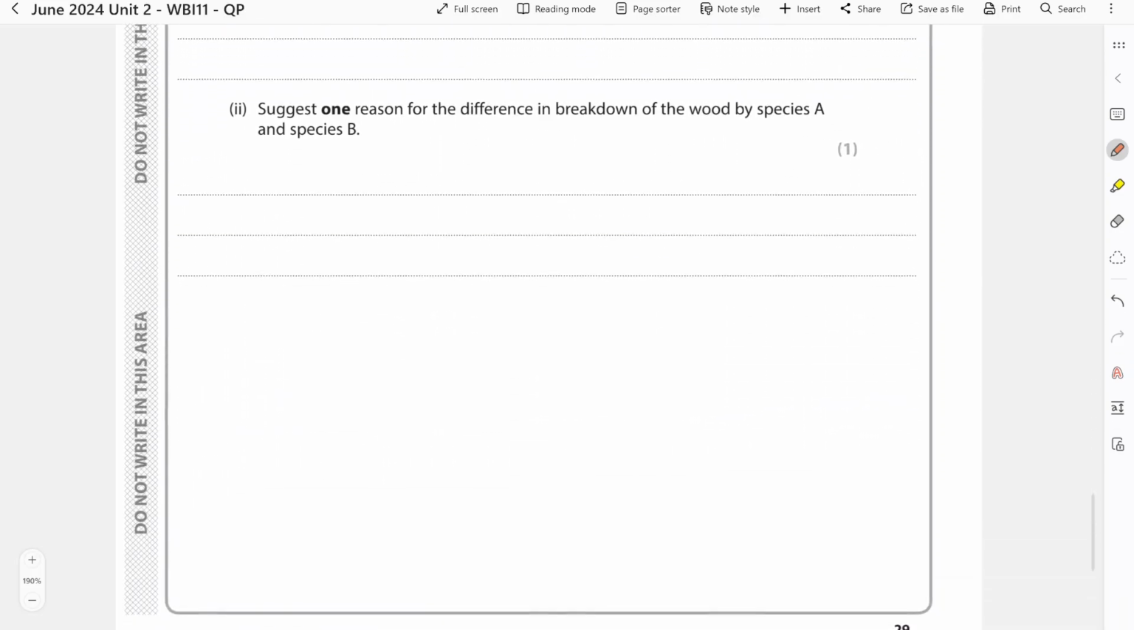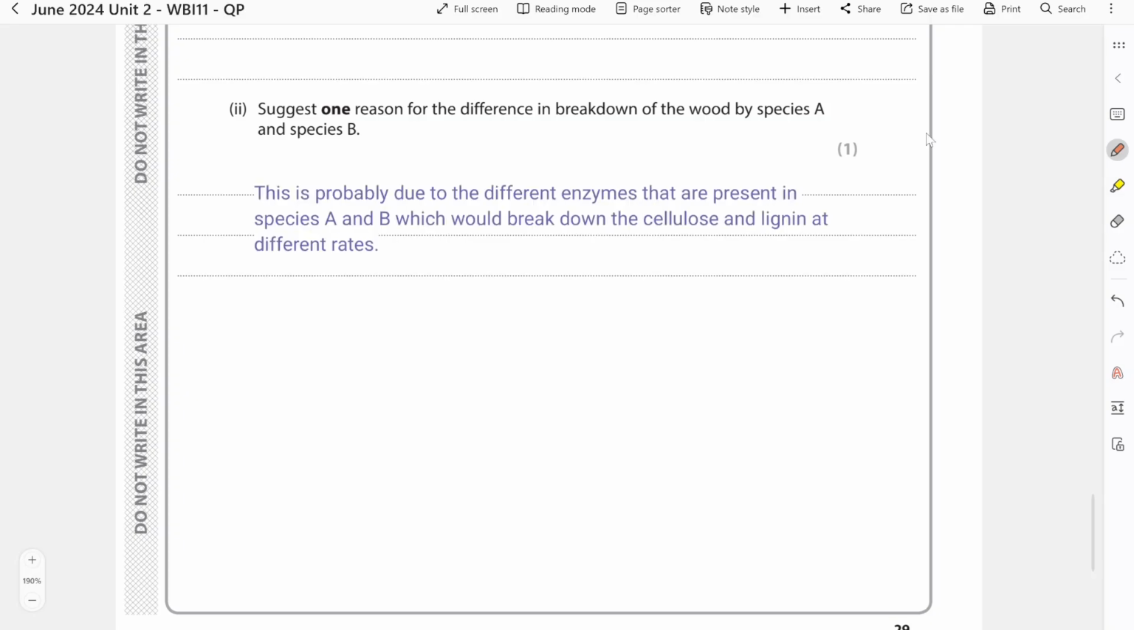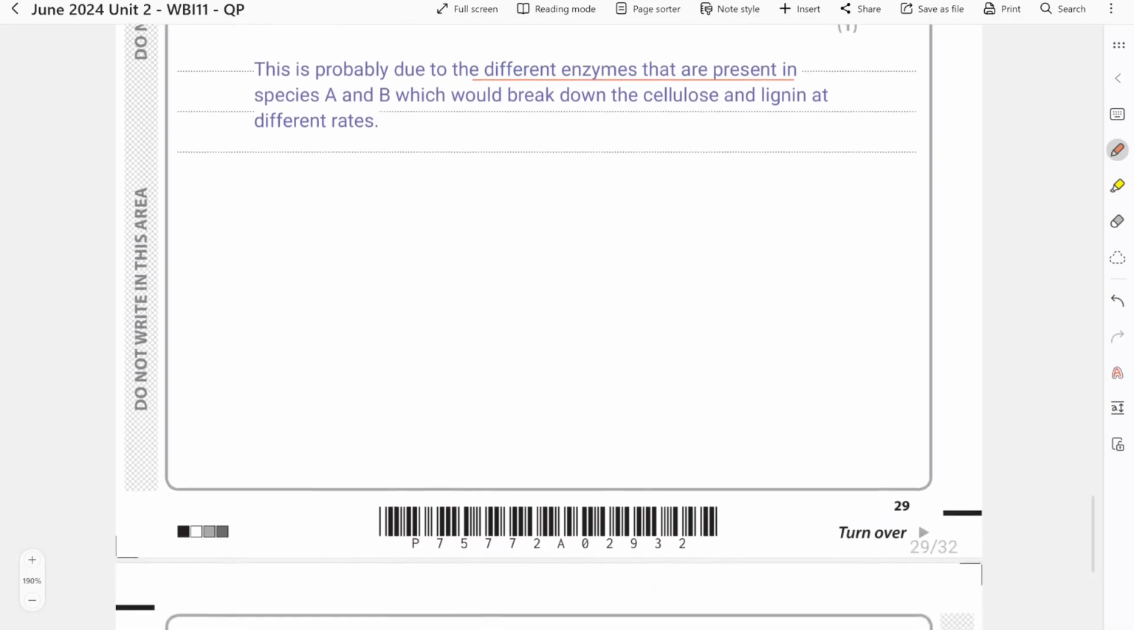Part 2 suggests one reason for the difference in breakdown of the wood by species A and species B. All right, so I wrote this is probably due to the different enzymes that are present in both of these species, because the different enzymes would break them down at different rates.